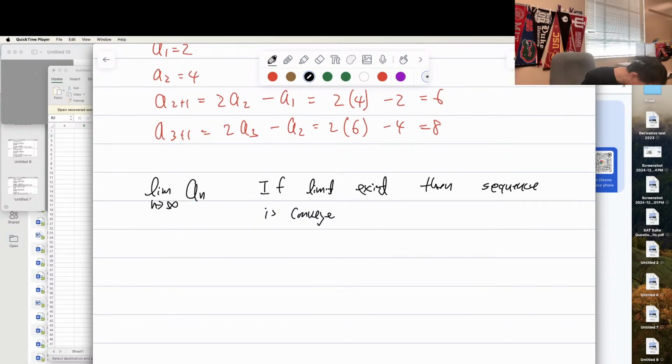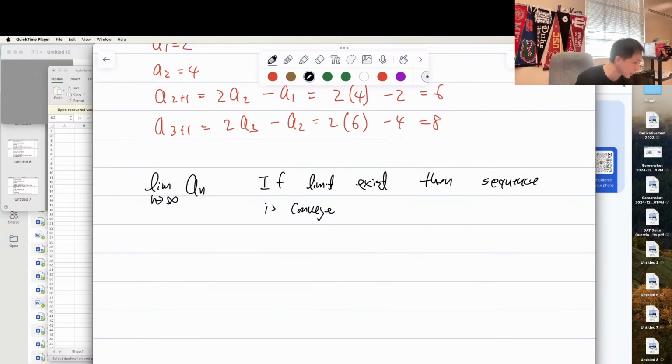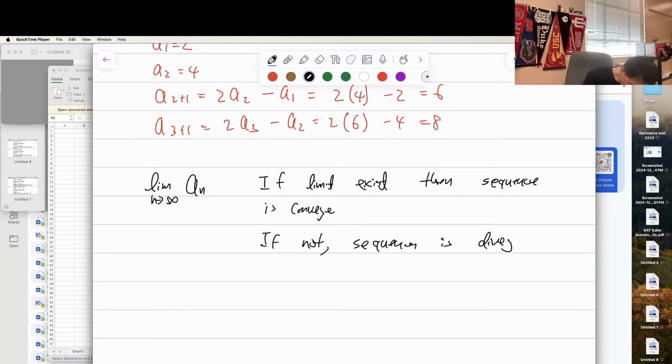So it's basically the same as an improper integral. Kind of, yes. That's why we need improper integrals. That's why I gave you a huge test about improper integrals, because you want to think about everything in terms of infinity now, rather than just a boundary. If not, the sequence is divergent.